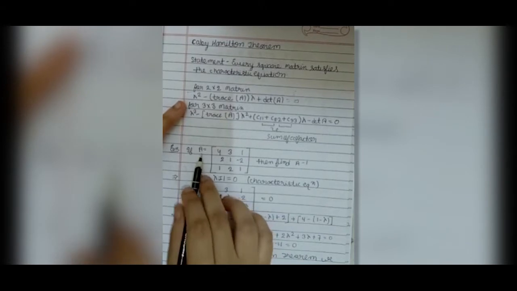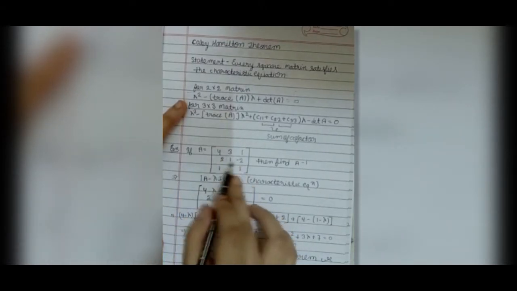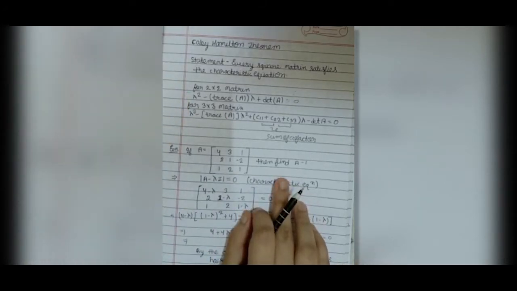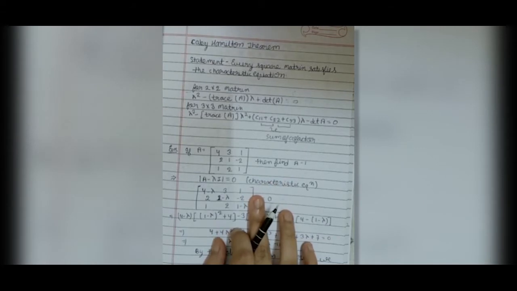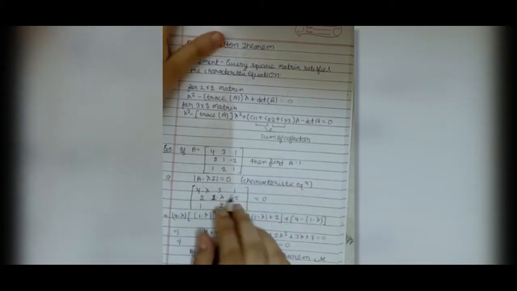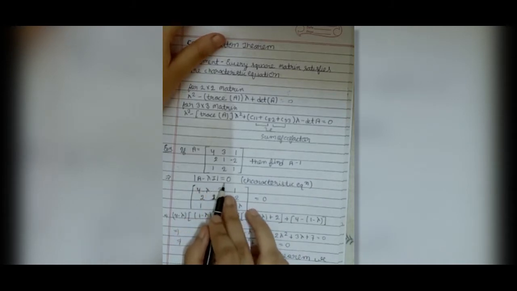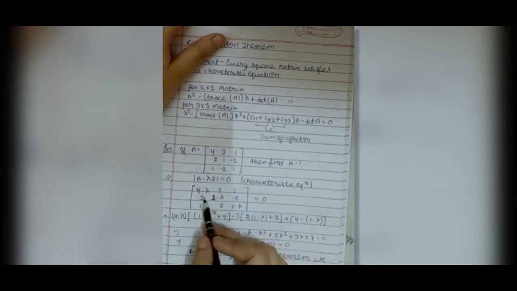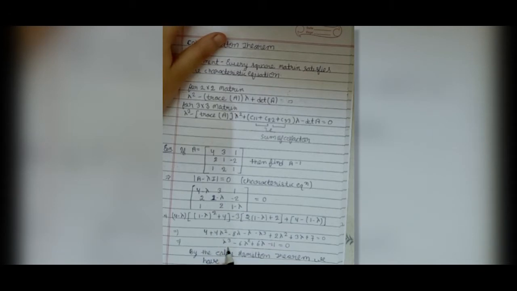Let us suppose A is a 3 cross 3 matrix, and we need to find A inverse. So how to find A inverse for the provided matrix? Don't do the thing which we have learned in our lower classes, that is simply finding the adjoint of A, determinant of A, all those stuff. We'll do it like this: determinant of A minus lambda I equals to 0. That is, we are going to find the characteristic equation. Putting this value, we get this determinant. Solving the determinant, we get this equation: lambda cube minus 6 lambda square plus 6 lambda minus 11 equals to 0. This is your characteristic equation.